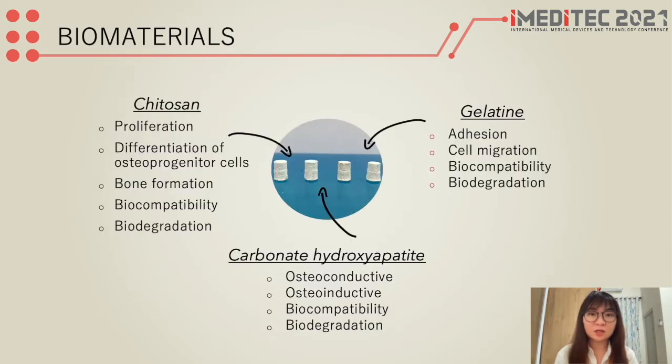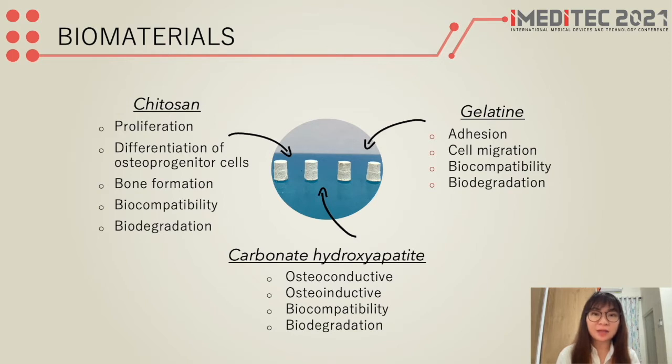In this research, we combine chitosan, gelatin, carbonate hydroxyapatite to form a composite scaffold. Chitosan has a similar structure to glycosaminoglycan, which support proliferation, the differentiation of osteoprogenitor cell, and bone formation. It also has a good biocompatibility and biodegradation properties. Gelatin consists of arginine, glycine, and aspartate amino acid sequence which support adhesion and cell migration. It also has a good biocompatibility and biodegradation properties.